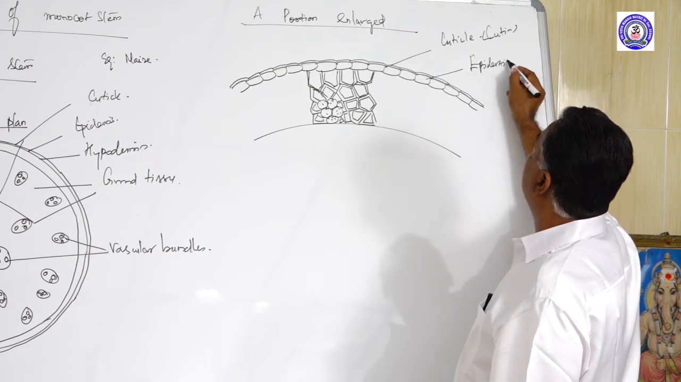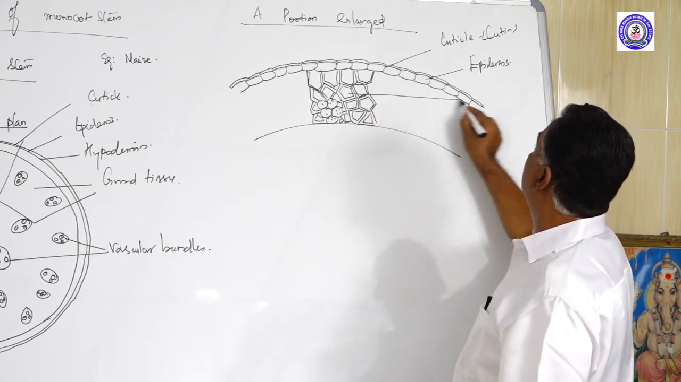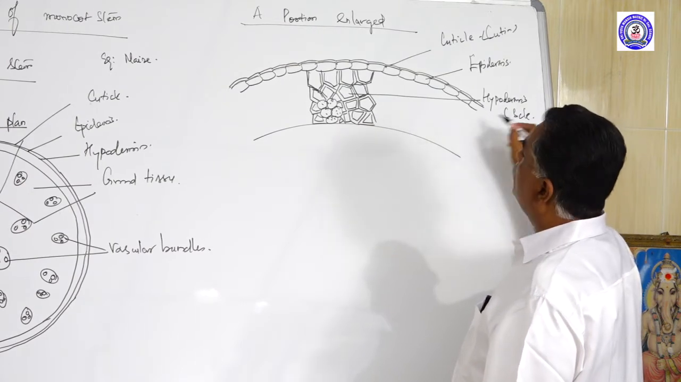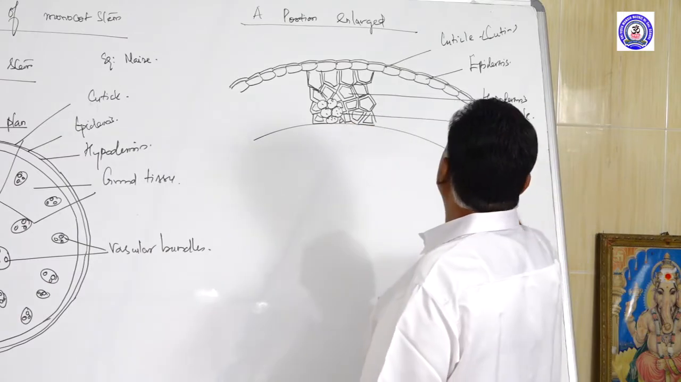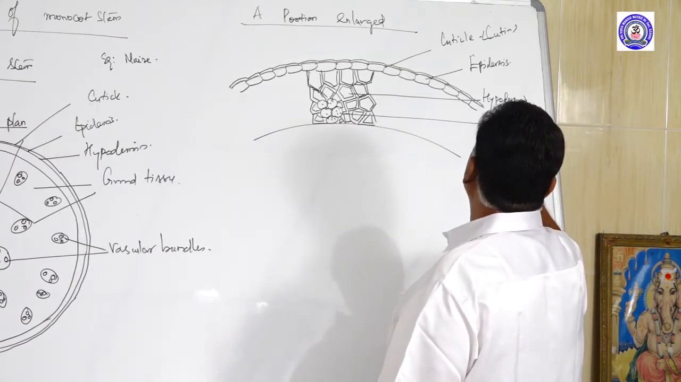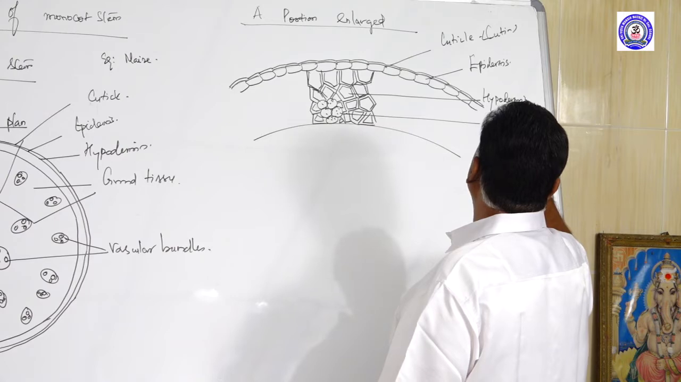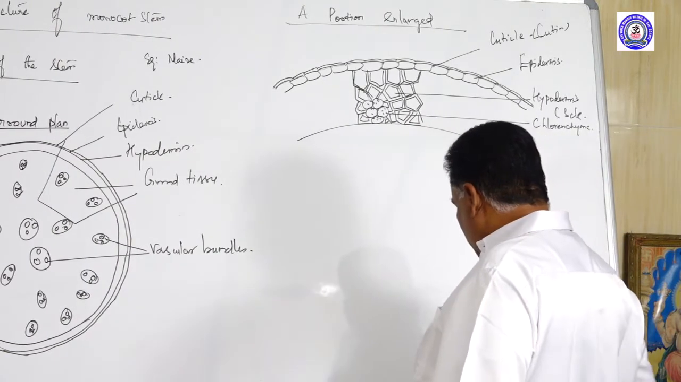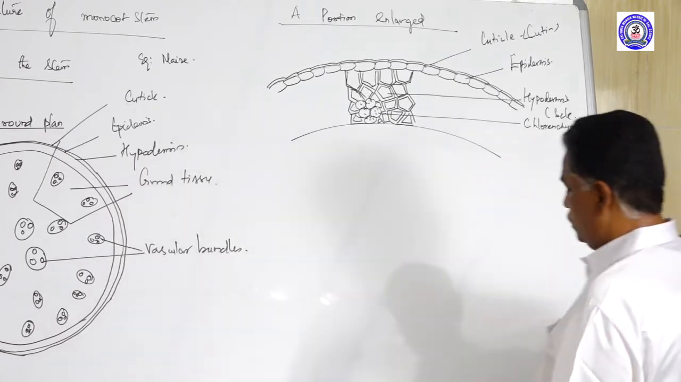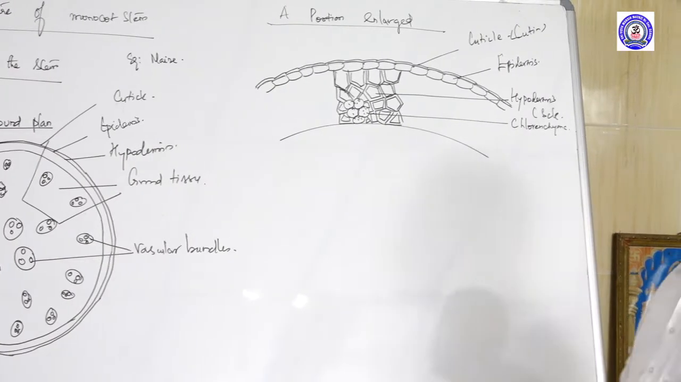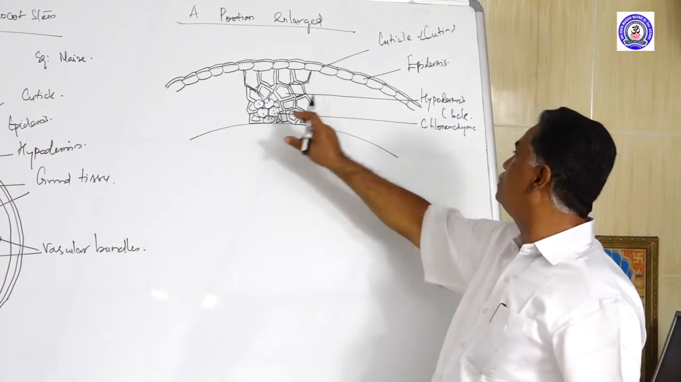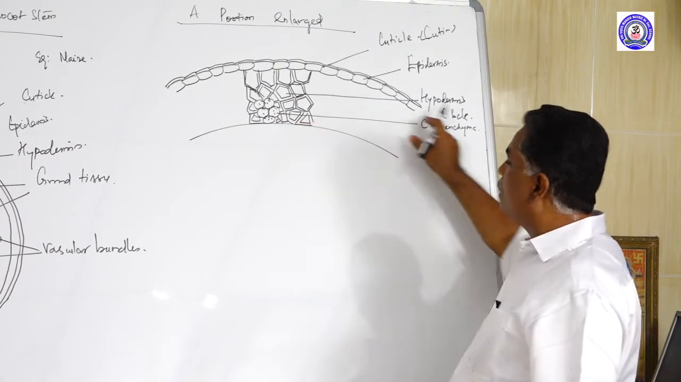and epidermis, and this is hypodermis made of sclerenchyma, and this structure is called chlorenchyma. See here, the hypodermis is sclerenchyma. The hypodermis sclerenchyma is not continuous. It is interrupted by the presence of chlorenchyma here and there.